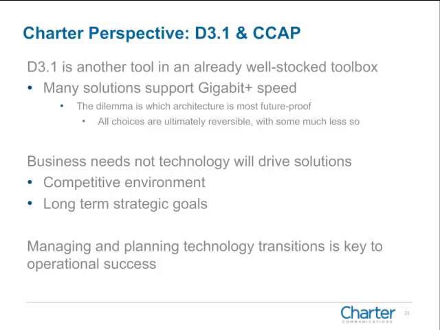So the Charter perspective on DOCSIS 3.1 and CCAP is more or less that DOCSIS 3.1 is another tool that we already have in a pretty well-stocked toolbox. And DOCSIS 3.1 is going to be an important part of our technology roadmap. But there are other solutions out there that support gigabit speed. I mean, DOCSIS 3.0 can be made to do gigabit service, although it's somewhat intractable. It doesn't extend well. The dilemma that we face at Charter is which architecture is most future-proof. And, I mean, all the choices are ultimately reversible.